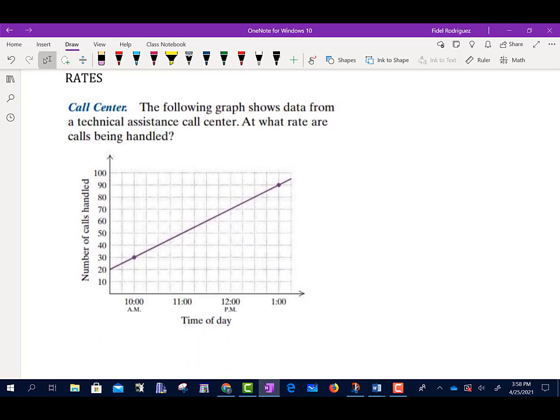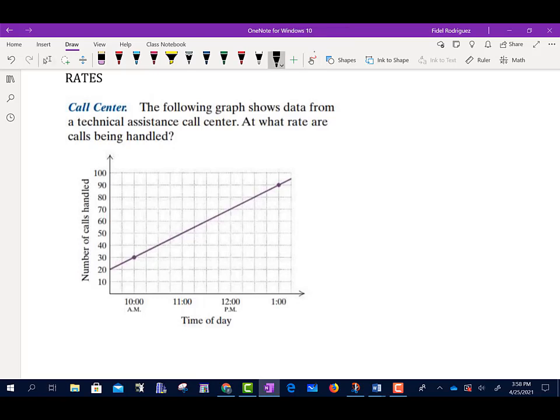Okay, so slopes, guys, are basically rates of change. And so what I have right here is how would we find what we call the rate, okay? So let's read through the problem, and it says, the following graph shows data from a technical assistance call center. It says, at what rate are calls being handled? Okay, so let's think about this. I'm going to look at my picture here, right?